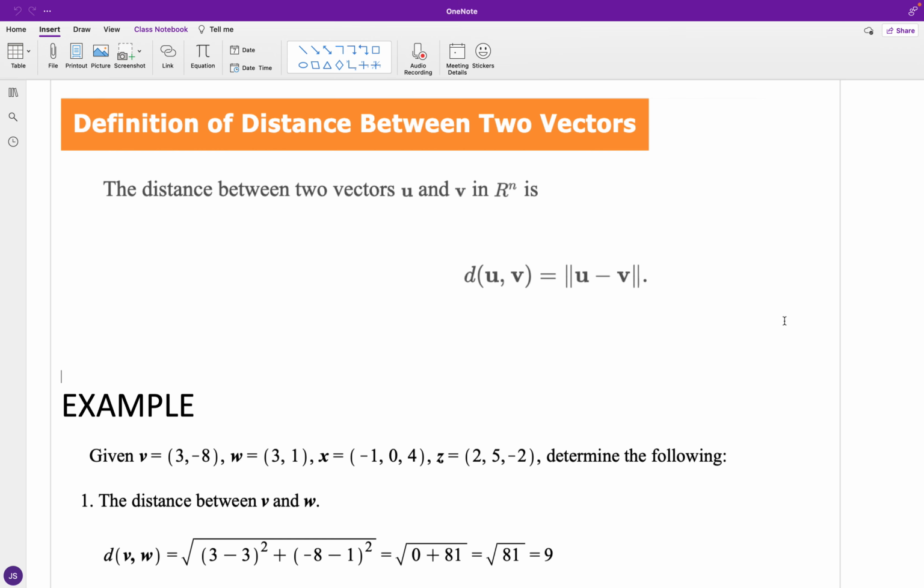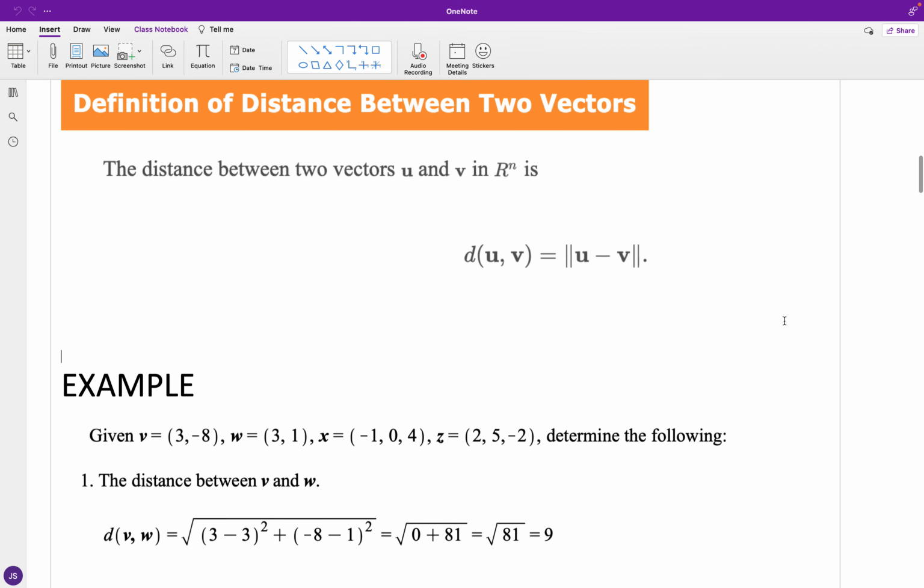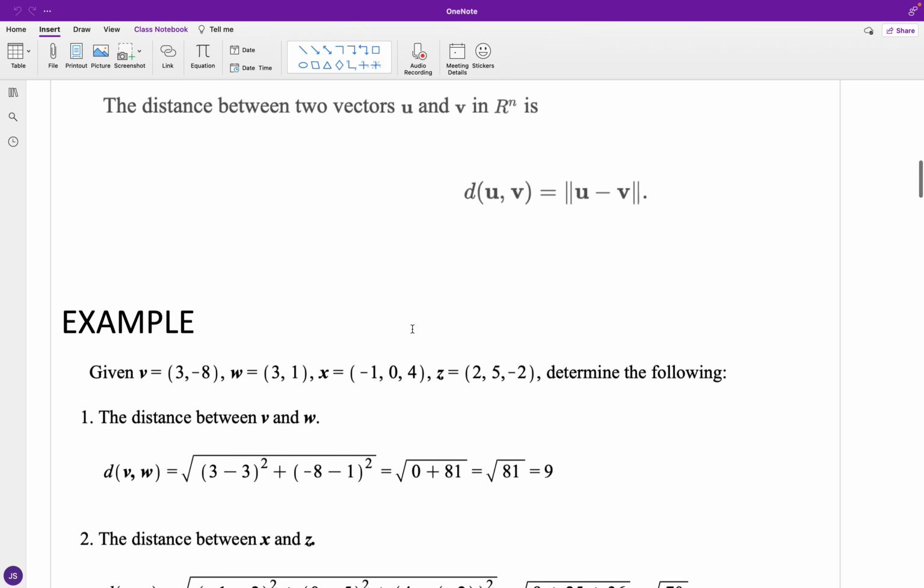Now, in addition to the length of a vector and what constitutes a unit vector, we also have what is referred to as the distance between two vectors. The distance between two vectors u and v in Rn is the magnitude or the length of the difference, u minus v. Let's say in determining distance we have vectors given in R2: v at 3, -8, and w at 3, 1.